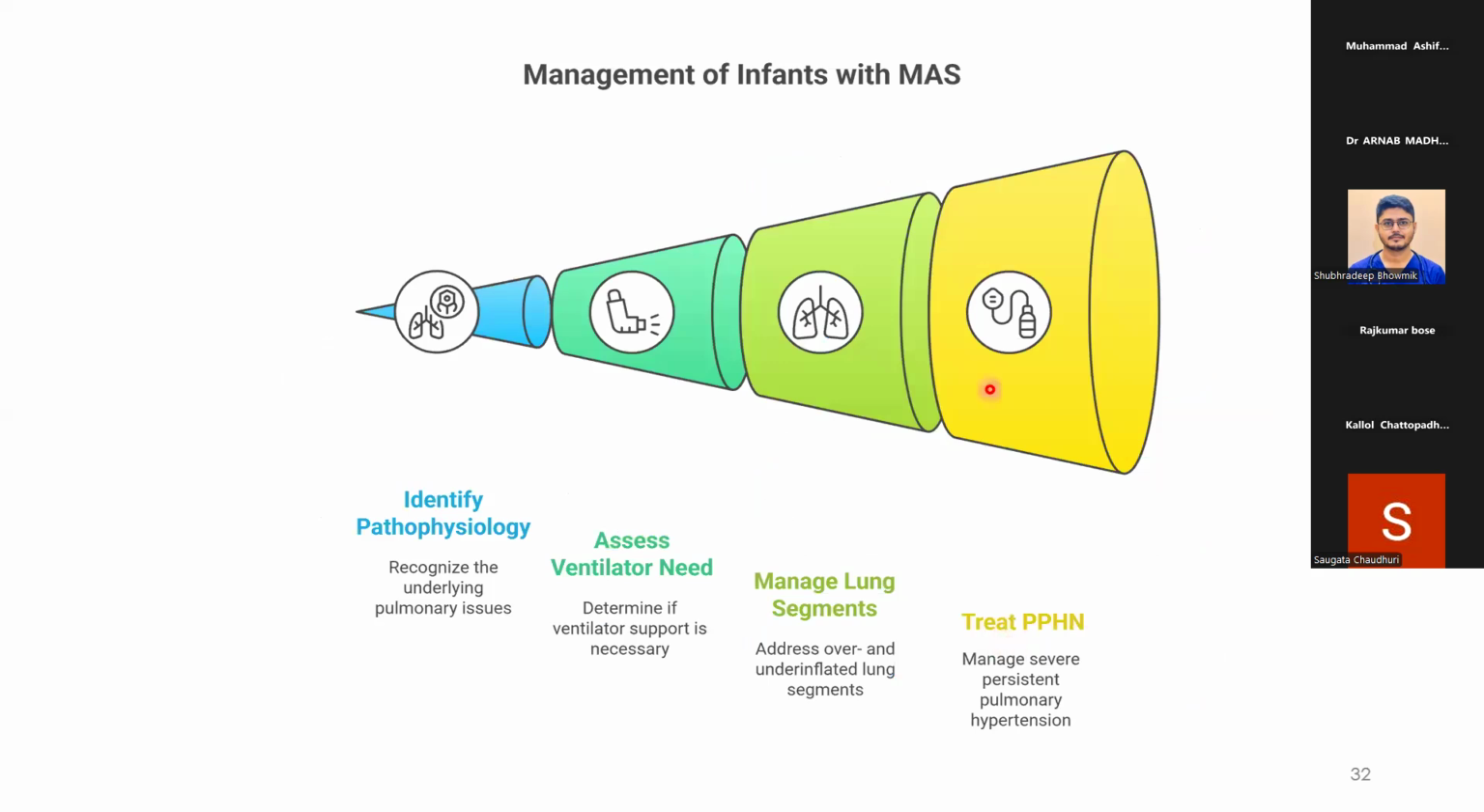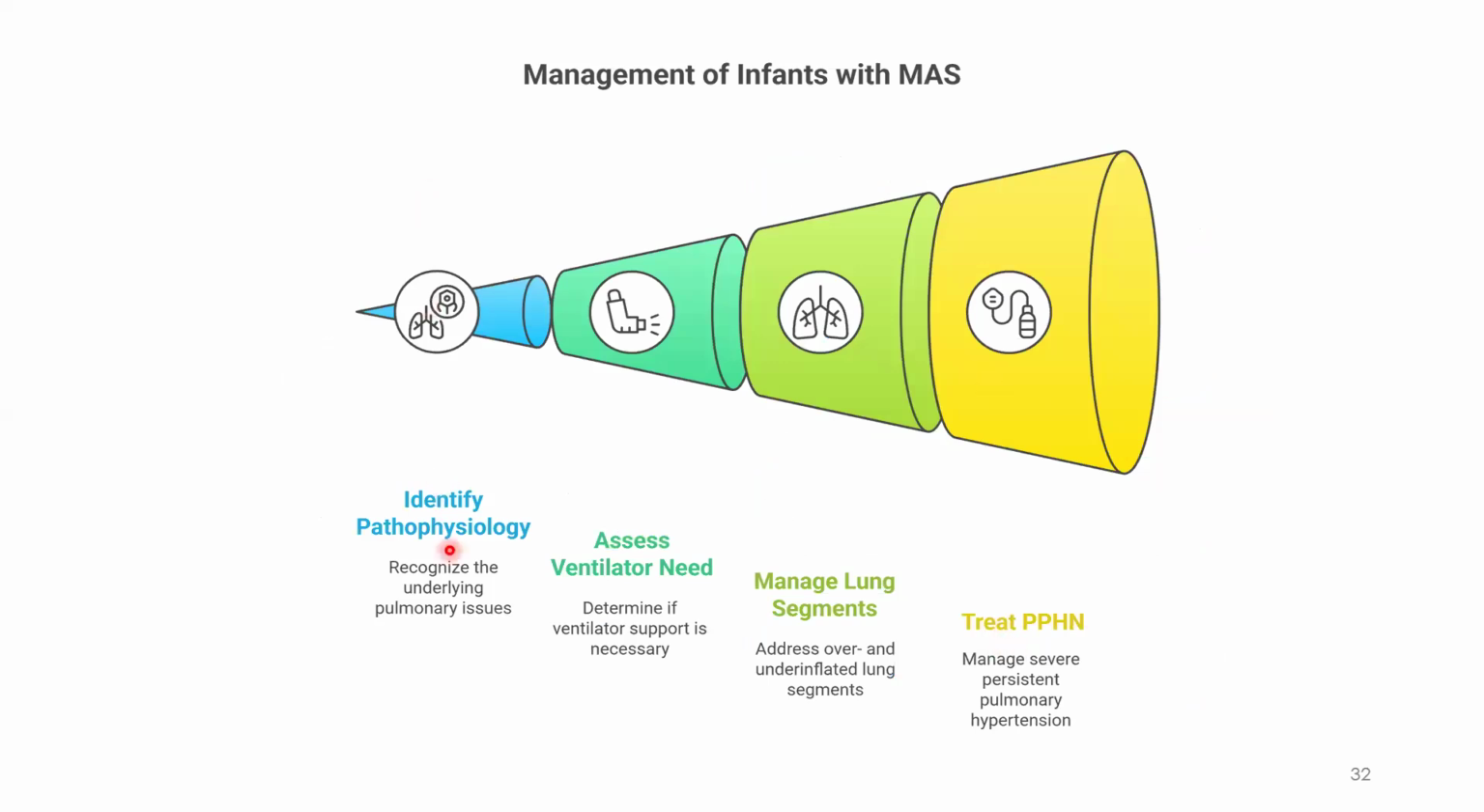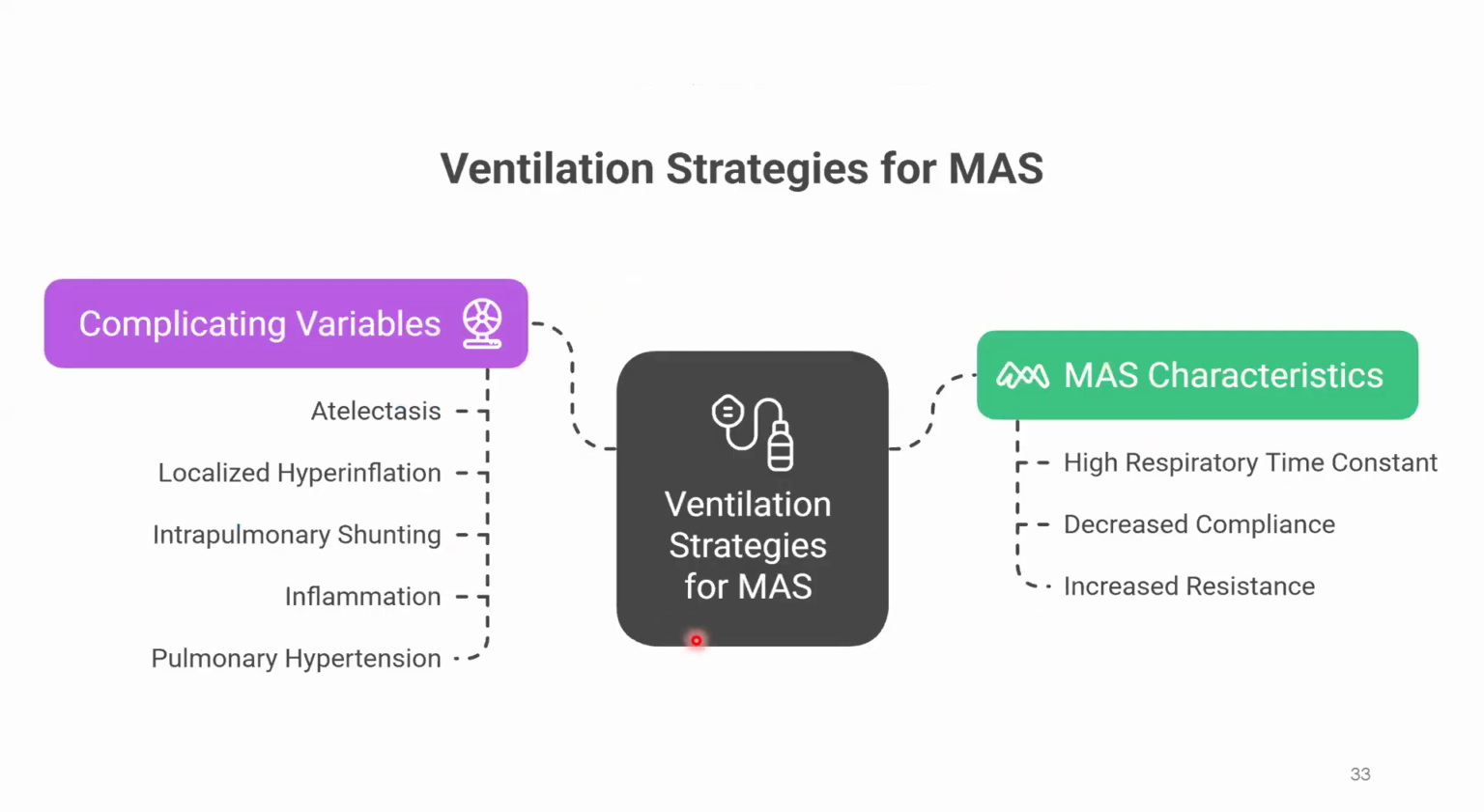So the management goal in case of MAS is to identify the predominant pathology. Is it surfactant dysfunction, or an atelectasis or airway obstruction pattern, or is there a PPHN component? So you have to assess the underlying pathophysiology. Accordingly, you have to manage. If you see the respiratory dynamics in MAS, there is atelectasis with hyperinflation, intrapulmonary shunting with inflammation, and PPHN. So you will get increased resistance with decreased compliance. So the time constant will be high in a MAS baby.